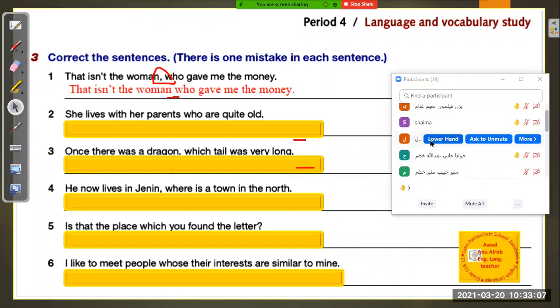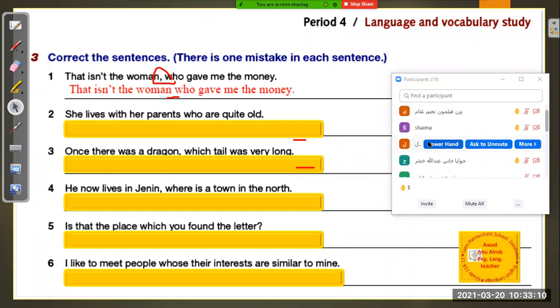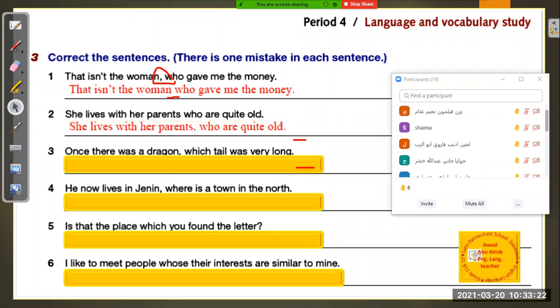Munir, can you? Yes. She lives with her parents who are quite old. So what's the problem here? We need to put a comma after parents. Yes, you can say just the comma. So we need a comma. Now, why do we need a comma in this sentence and not in the first sentence? Because it's not defining. So this is non-defining, number 2. The first one is defining, the second one is non-defining.